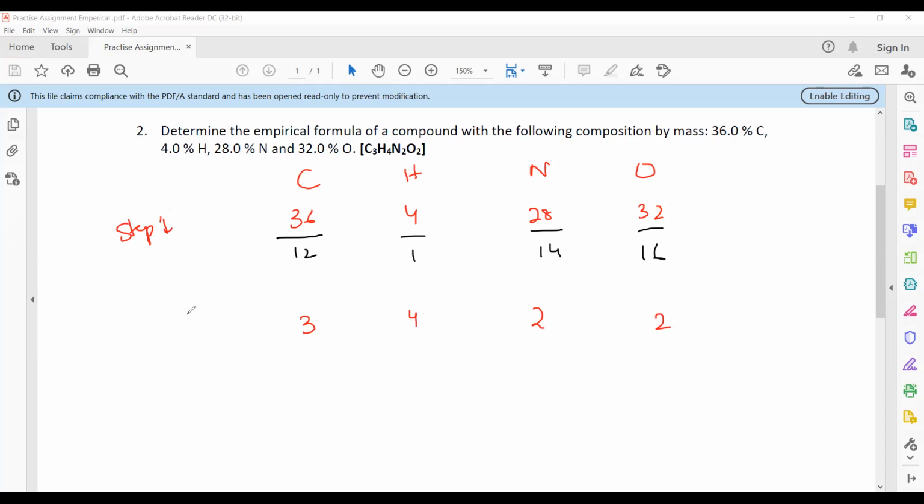Then our step 2, we divide by the smallest value in the combination. So what is the smallest value in the combination? The smallest value is 2. So we divide all of them by 2. So 3 divided by 2, that will be 1.5. 4 divided by 2, that's 2. 2 divided by 2, that's 1. And 2 divided by 2, that's also 1.